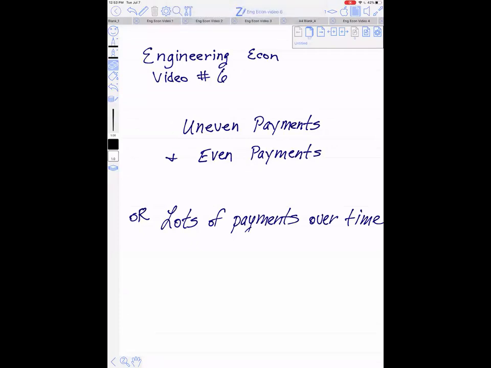Looking at uneven payments, payments that are different in amount over time. And then we'll look at even payments that are the same in amount and a series of them over time, right? Earlier, we had just been looking at single sum, one cash flow coming in or out at one point in time. Now we're going to look at lots of payments that happen over time, both different amounts and a shortcut when it's the same amounts each time.